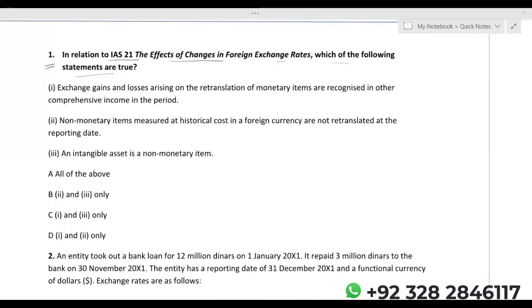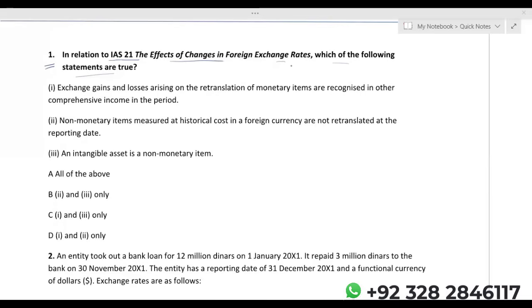Okay, monetary items, according to IAS 21, are translated on their transaction date by using spot rate, and then they are retranslated on each SOFP date by using closing rate. Whatever the exchange gain or loss comes on monetary items, that goes to P&L, income statement.